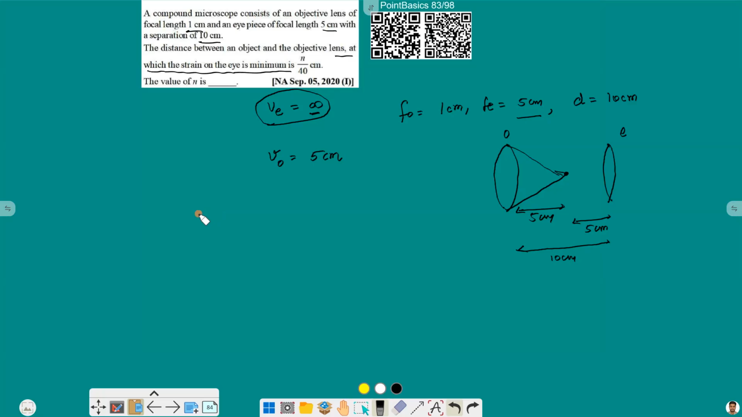So from this we can use the lens formula: 1 by V_O minus 1 by U_O is equal to 1 by F_O. So that is 1 by 5 minus 1 by U_O is equal to 1 by 1. When we solve this, we will get U_O equal to minus 5 by 4, and that has to be represented as n by 40. So we multiply and divide by 10, so this will be minus 50 by 40. If you take magnitude only, this will be 50 by 40. If we compare it, the n is 50 here.